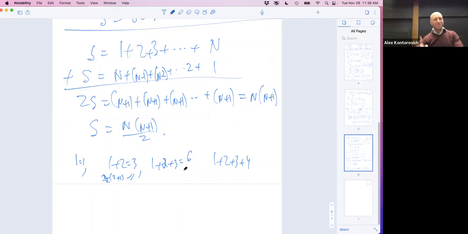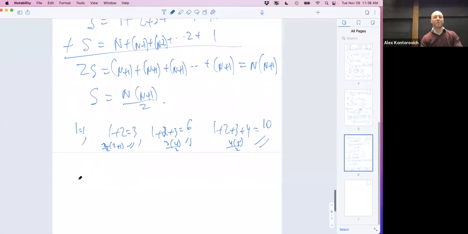6. They're not Fibonacci. That's a good guess. If N is equal to 3, I get 3 times 1 more than 3, which is 4, over 2. 12 over 2? 6. What about 1 plus 2 plus 3 plus 4? Well, the first 3 add up to 6. The next one is 4 more than 6, which is 10. And when N is equal to 4, I get 4 times 1 more than 4, which is 5, over 2. 20 over 2. 10. You see that?